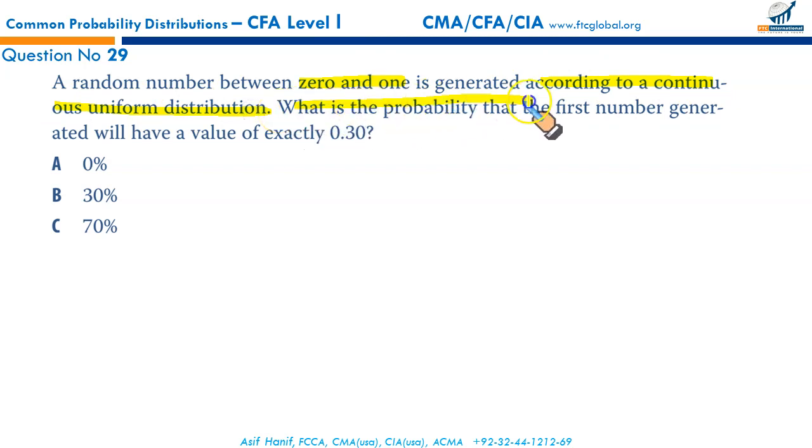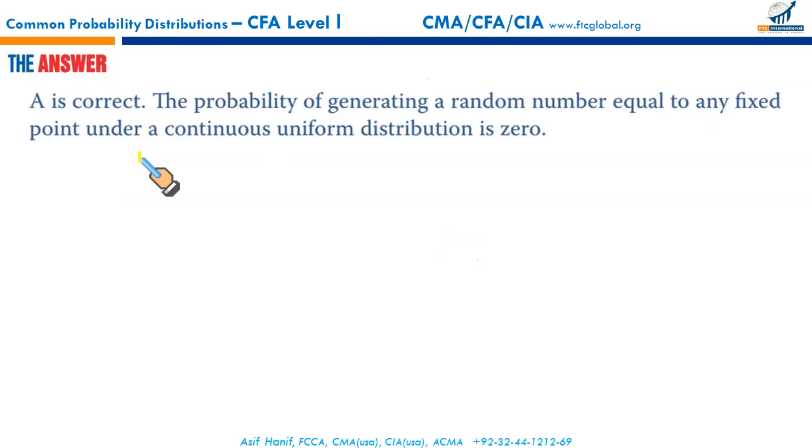Next, a random number between 0 and 1 is generated according to a continuous uniform distribution. Now, what is the probability that the first number generated will have a value of exactly 0.3? Since it's a continuous uniform distribution, the probability of generating a random number equal to any fixed number is 0. That's a simple book-based question.